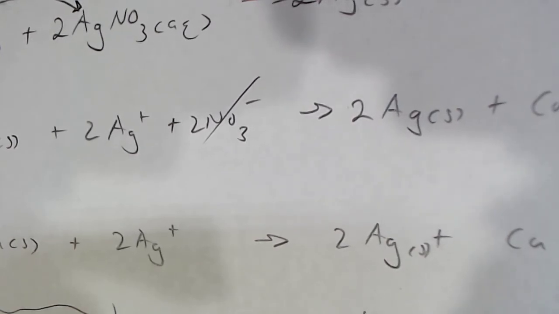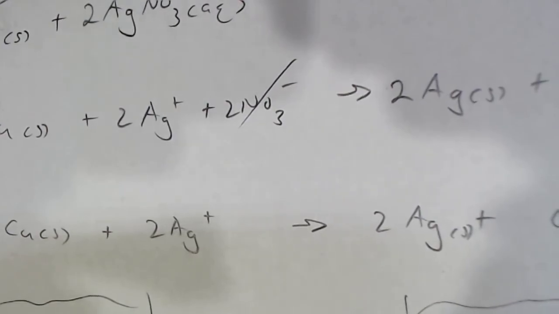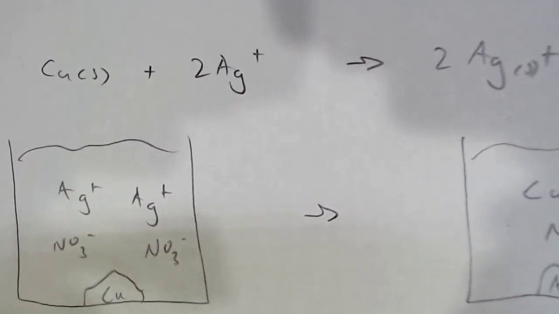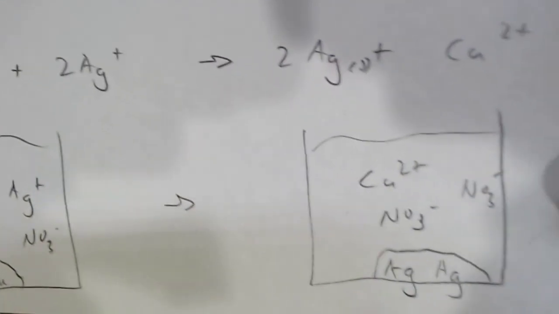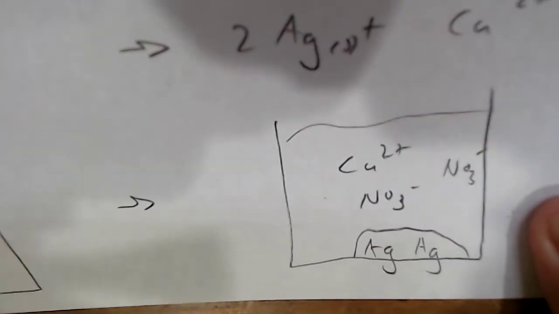This is a redox reaction. Copper was oxidized and silver was reduced. We'll learn more about that next time. And just to get a look at what it would look like, originally silver nitrate ions were floating around in solution and copper was solid, but later at the end, silver was the solid and copper and nitrate were floating around in solution.